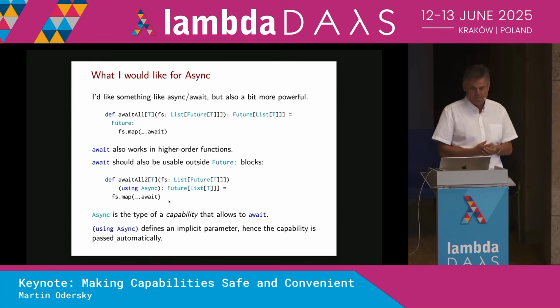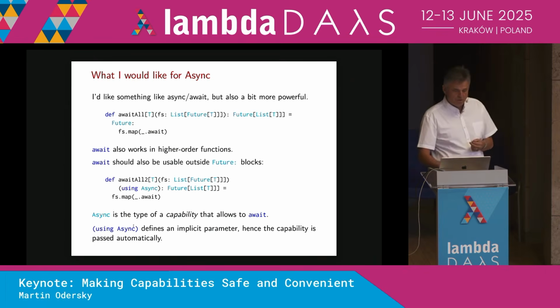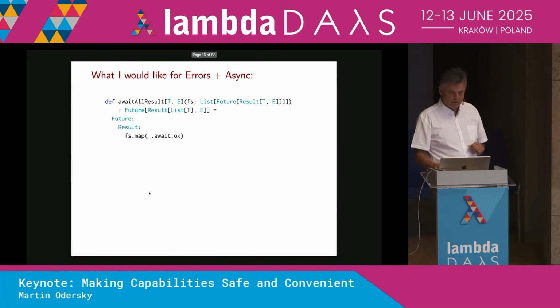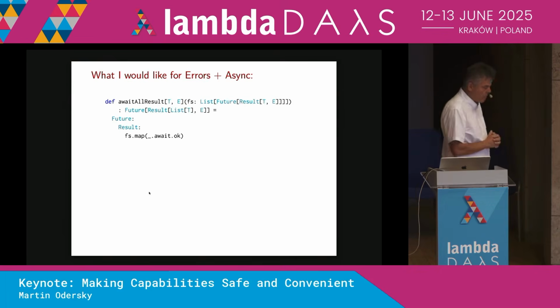So here we see capabilities the first time. And using async in Scala 3 defines an implicit parameter, hence the capability is passed automatically. So that's nice that we can write just await futures, so we don't need to pass the second async parameter, because the compiler will synthesize one. If we are in an async context, that means we are either inside a future or we get the async from somewhere else. Okay, so let's now combine these two things.